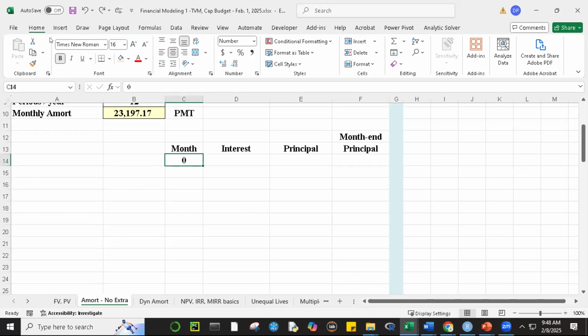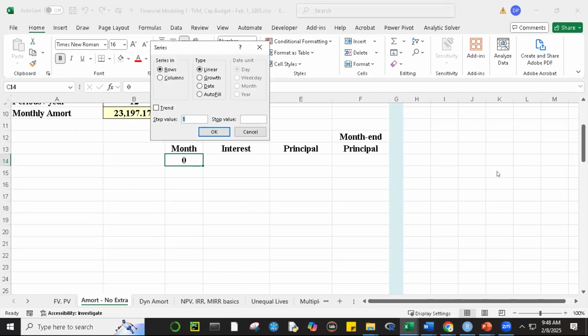And then I go to the Fill function in Excel. You can find it under the Home tab. And then under Editing, you have this icon here, Fill. You click this, and then you have this Series. And do you want the series to be in rows?